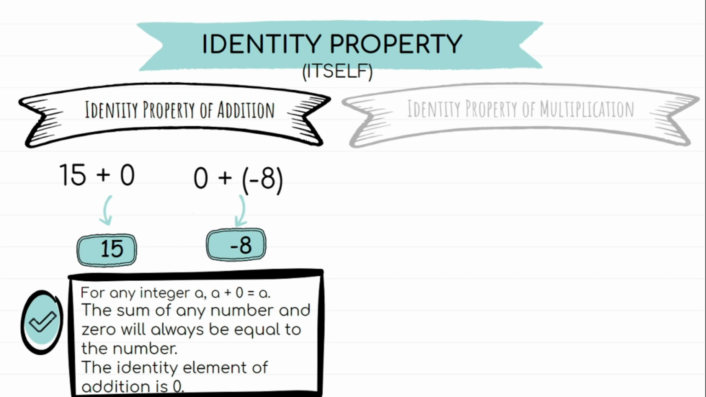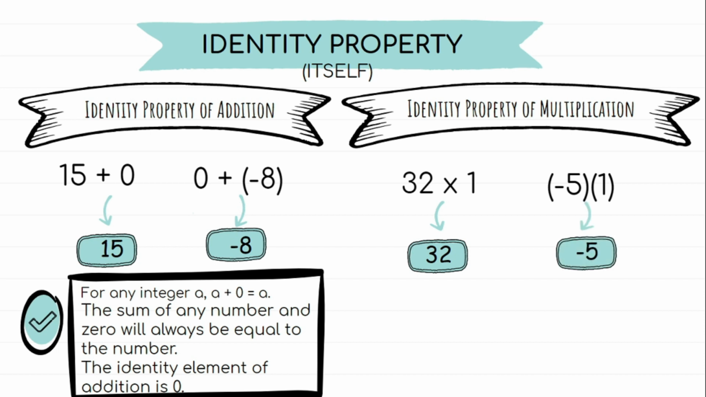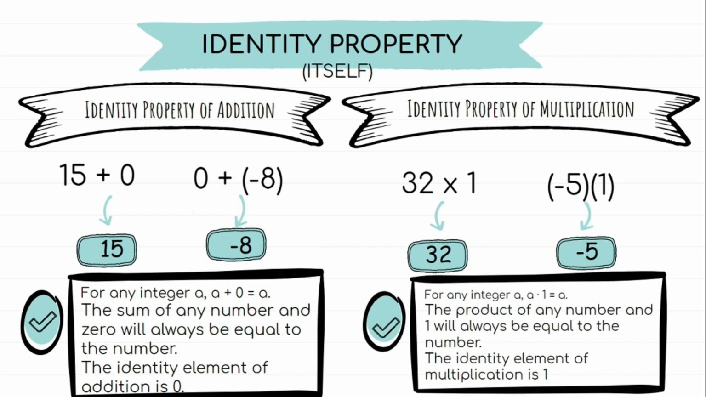Next is identity property of multiplication. So, ibig sabihin naman ito, para maging itself yung sagot, kailangan natin siya i-multiply sa 1. So, ibig sabihin, 32 times 1 is equal to 32. Negative 5 times 1 is equal to negative 5. Meaning to say, for any integers a times 1 ay equal sa a. The product of any number and 1 will always be equal to the number itself.